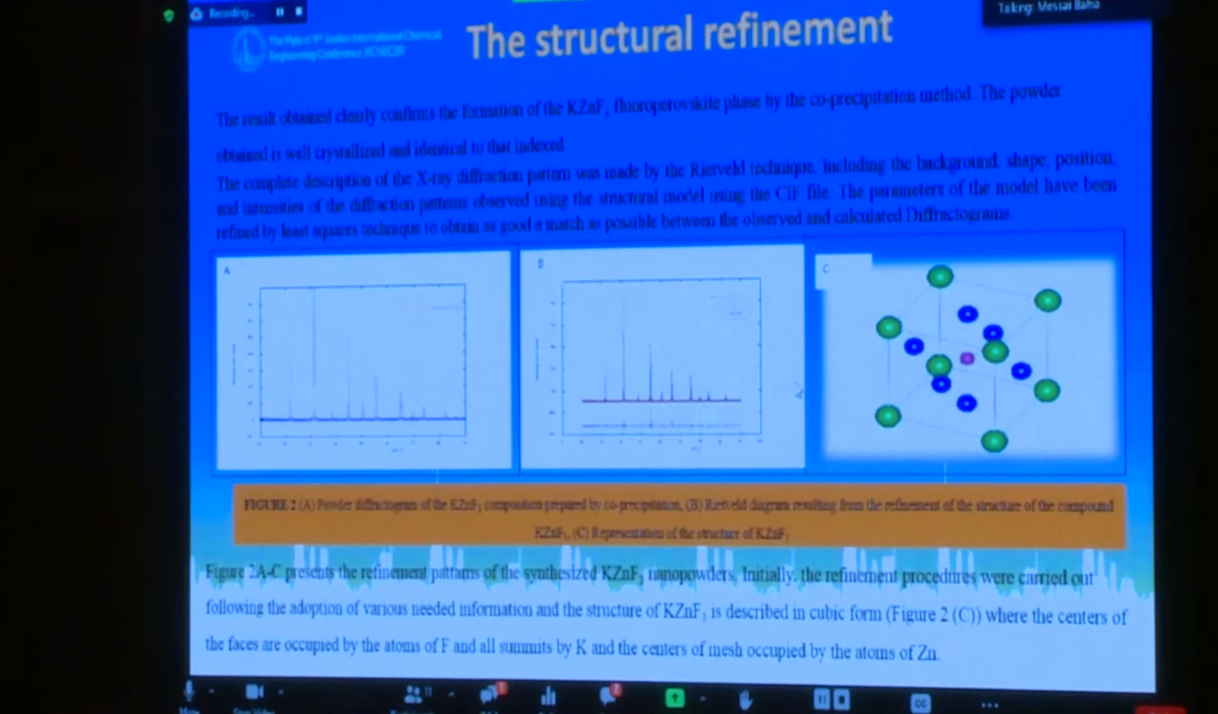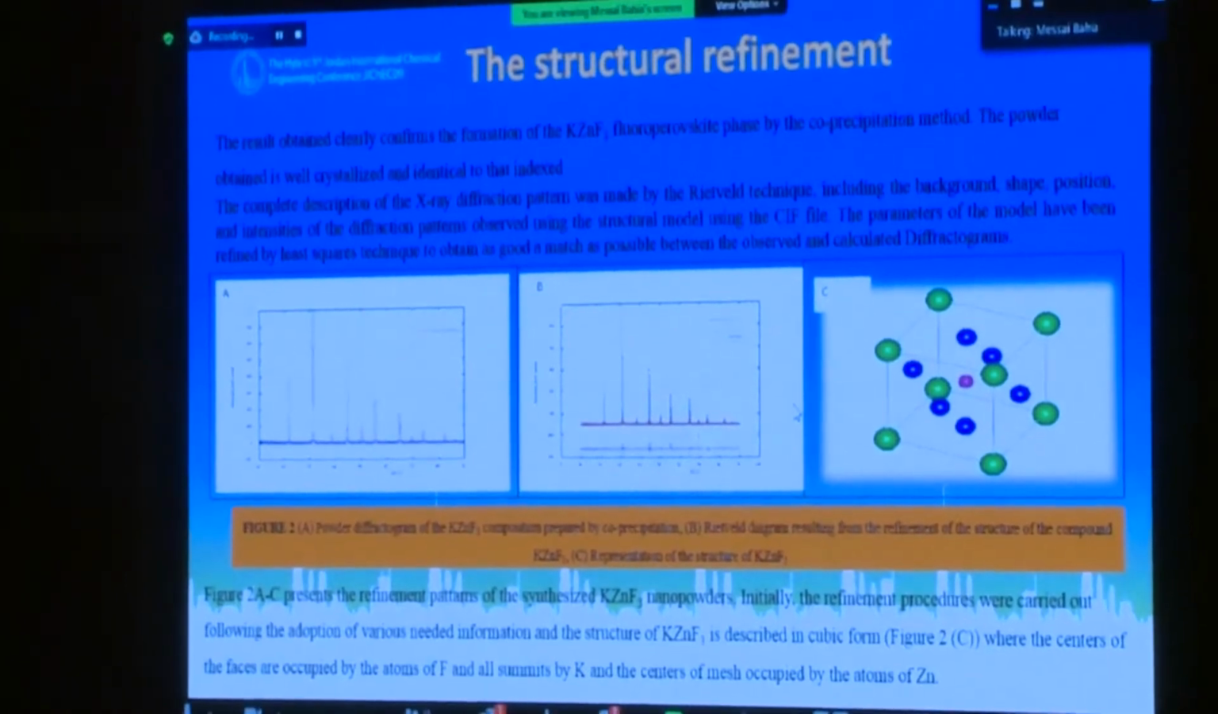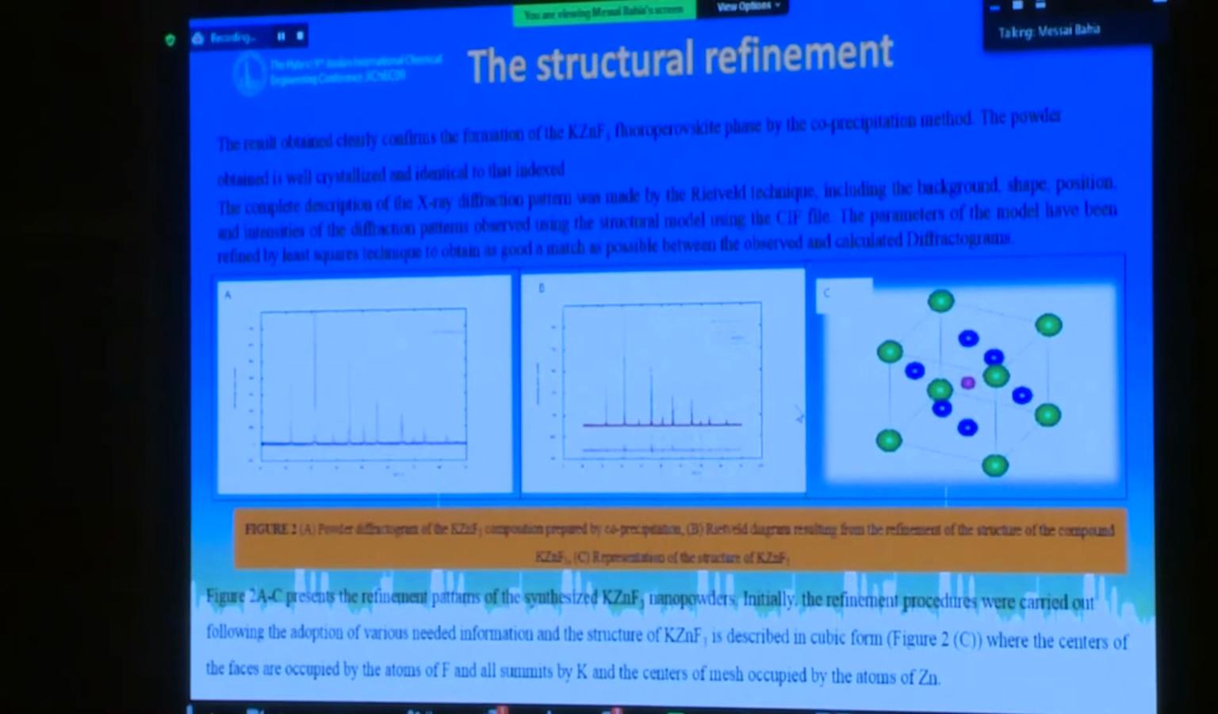The results obtained clearly confirmed the formation of the KZnF3 phase by the co-precipitation method. The powder obtained is well crystallized and identical to that indexed. The complete description of the X-ray diffraction pattern was made by the Rietveld technique, including the background, shape, position, and intensities of the diffraction patterns, observed using the structural model from the CIF file. The parameters of the model have been modified by the least squares technique to obtain as good a match as possible between the observed and the calculated diffractogram.